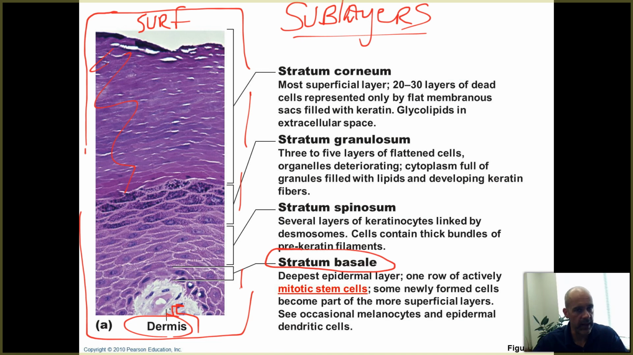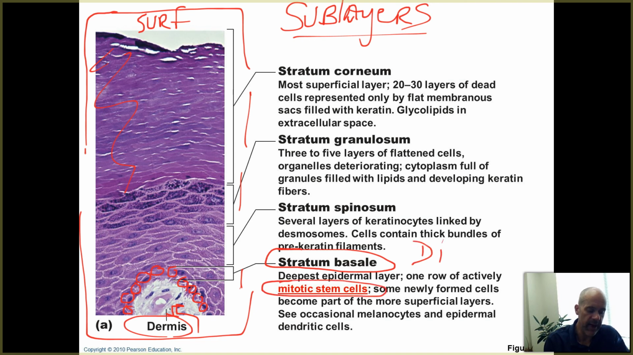Some people say basale. You'll hear different pronunciations for that. Like the name suggests, this is down at the base of the epidermis. It's just a single layer of cells down in here, and they are bordering the underlying dermis. It's a single row. The cells in here are mitotic.